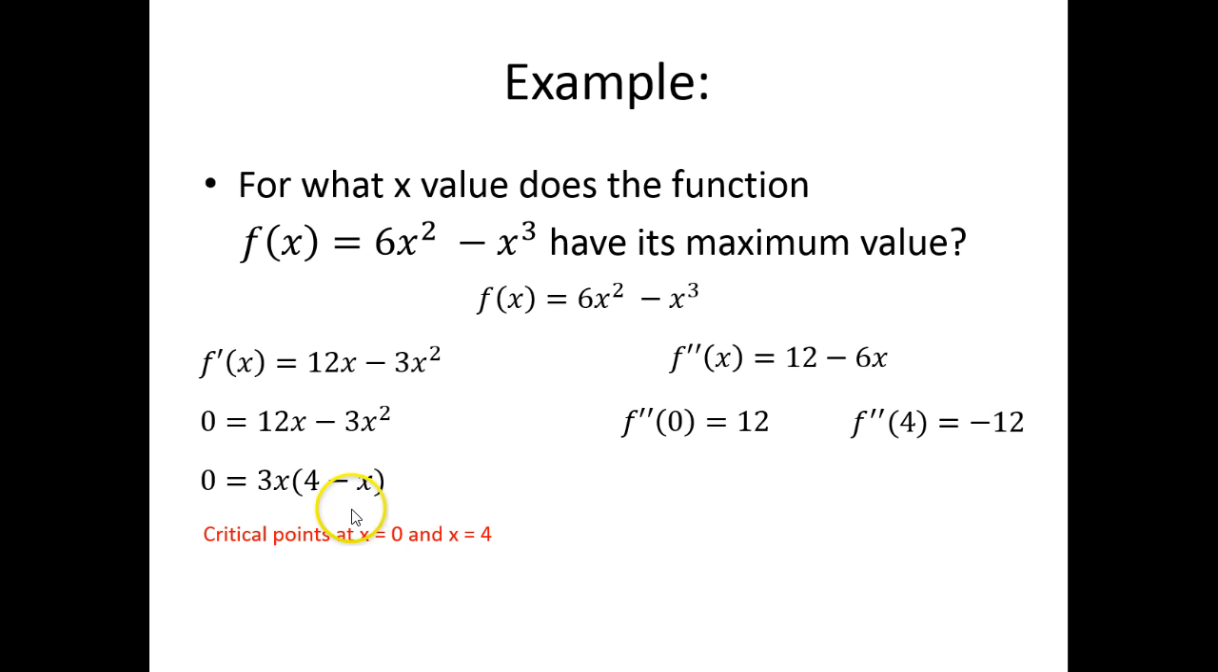We already know both of these x values, 0 and 4, make our first derivative 0. However, 0 also makes our second derivative positive, so this tells us x equals 0 is a relative minimum of the function, and this tells us x equals 4 is a relative maximum because the second derivative is negative, which tells us it's concave down.